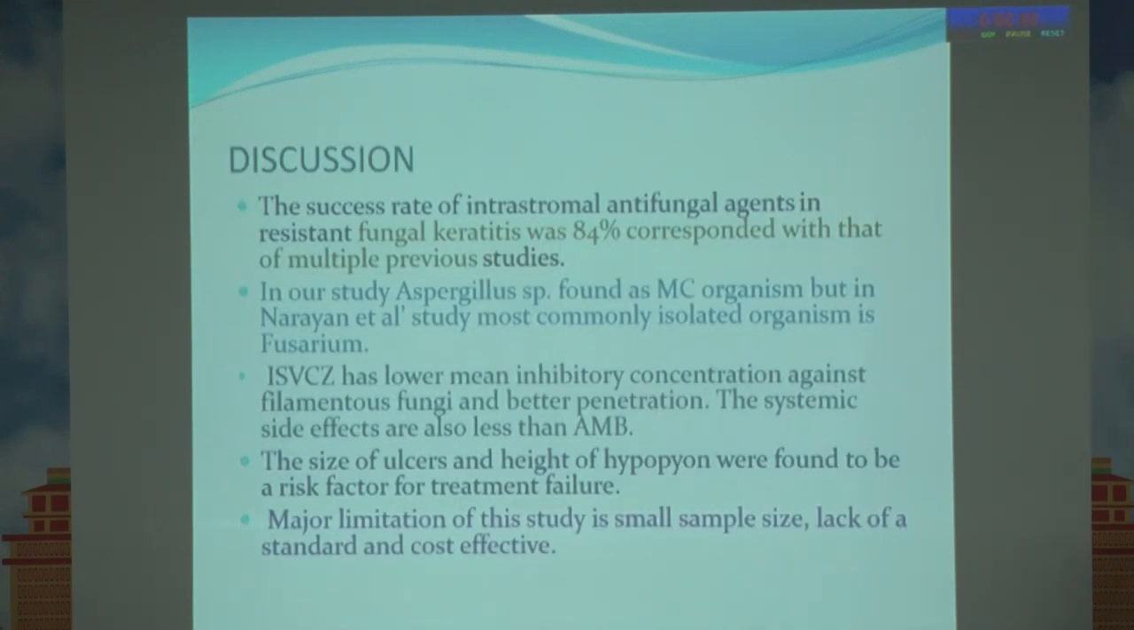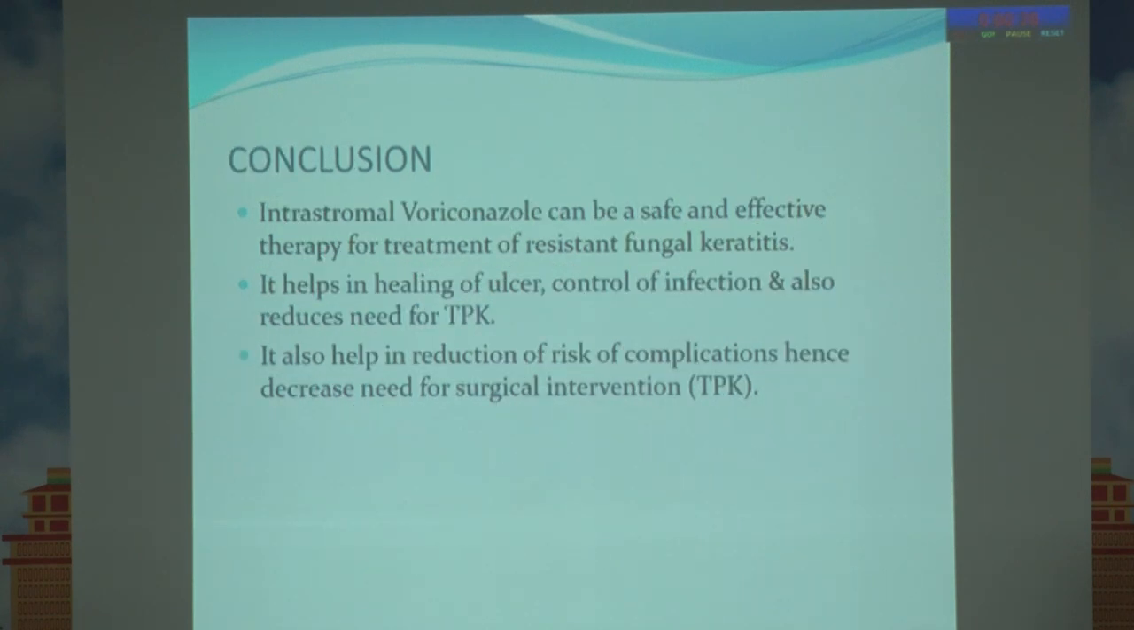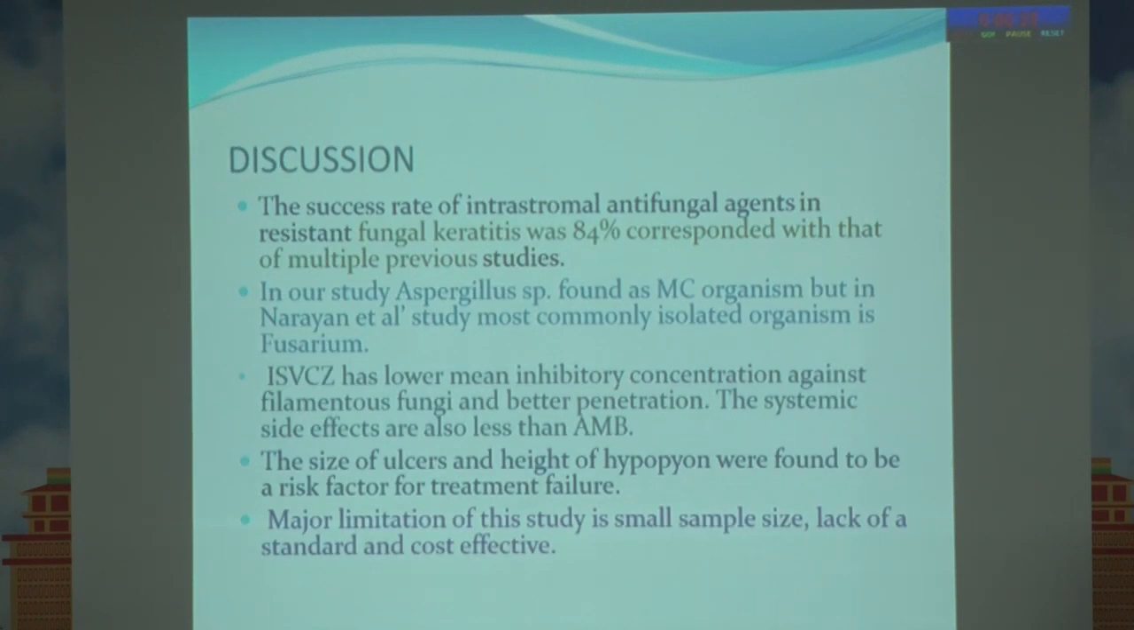The success rate of intrastromal antifungal agent in resistant fungal keratitis was 84%, corresponding to multiple previous studies. In our study, Aspergillus was the most common species found. In the Narayana et al. study also, it was the most commonly isolated organism. Intrastromal voriconazole has a lower minimum inhibitory concentration against filamentous fungi, better penetration, and fewer systemic side effects than amphotericin B. Size of ulcer and height of hypopyon were found to be risk factors for treatment failure.